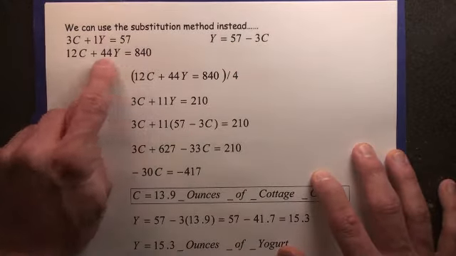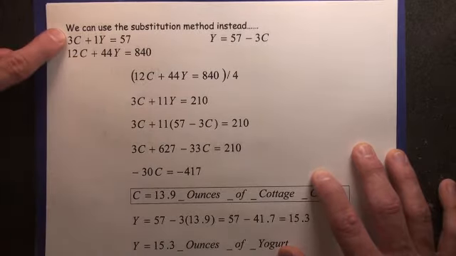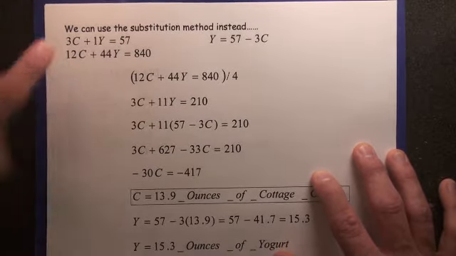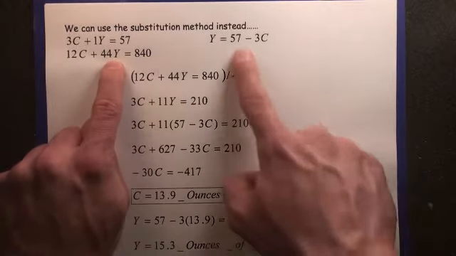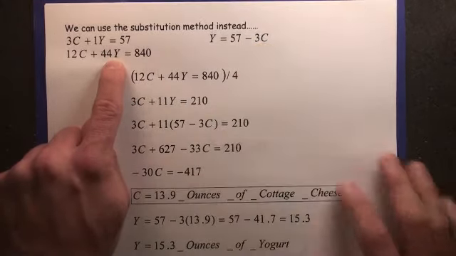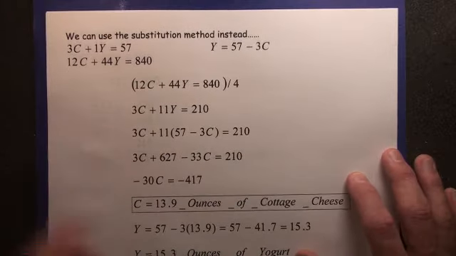Now, you take the other equation. Whichever equation you solve for, you use the other one. So there's the y in the other equation. We're going to change that to a 57 minus 3c eventually. Now, there's a little bit of a trick here we're going to use.